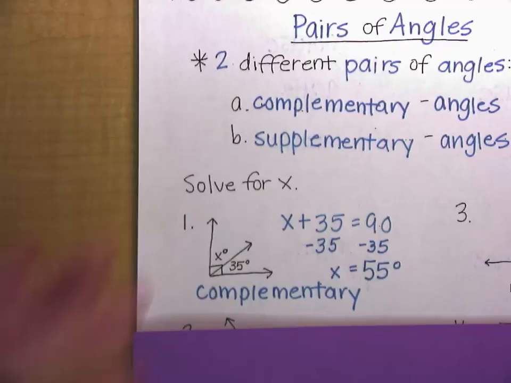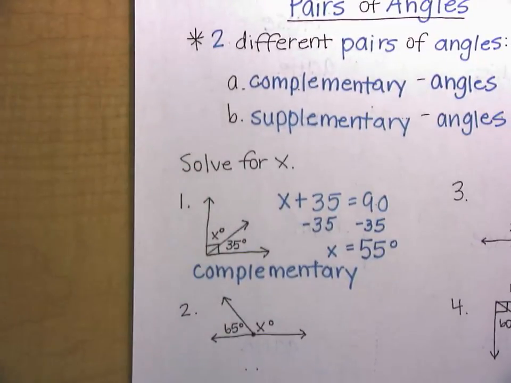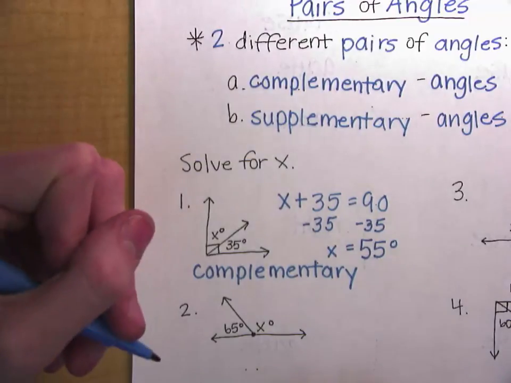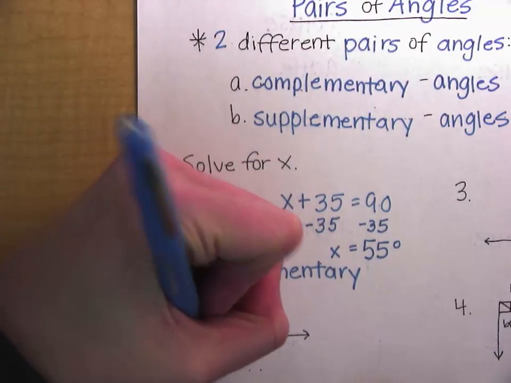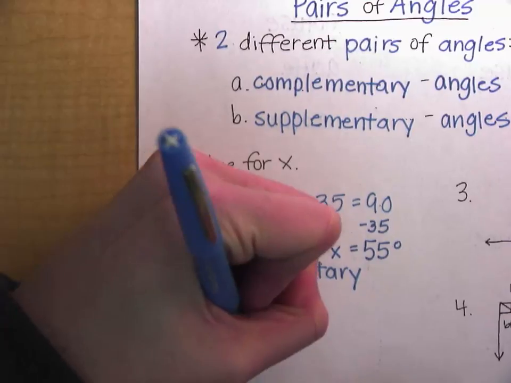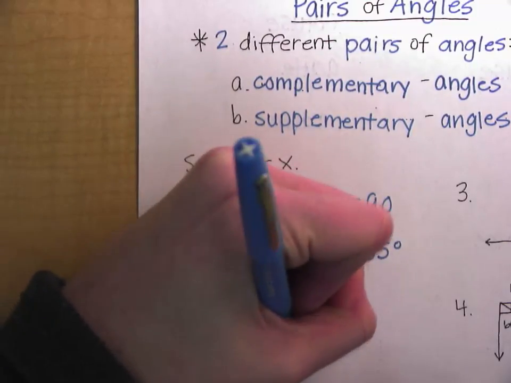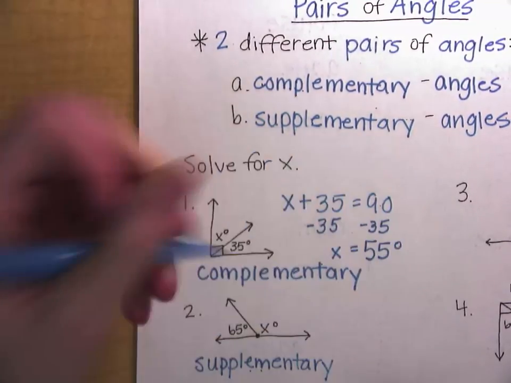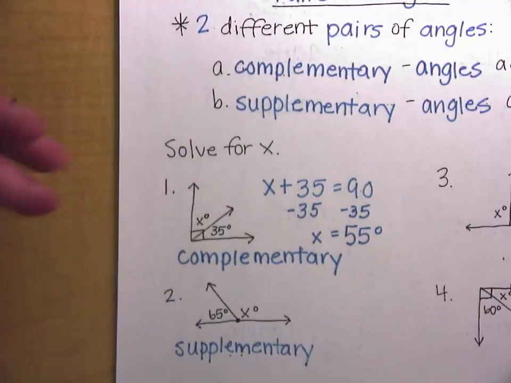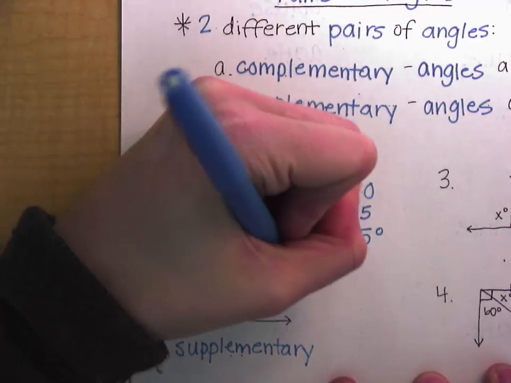Okay, so let's look at the second example. What type of pair of angles do we have in this one? Supplementary, because they're going to add up to get what? 180. Okay? So how could I find the value of that missing angle? 180 minus 65. No, 65 plus x equals 180. Yeah, I could do that.